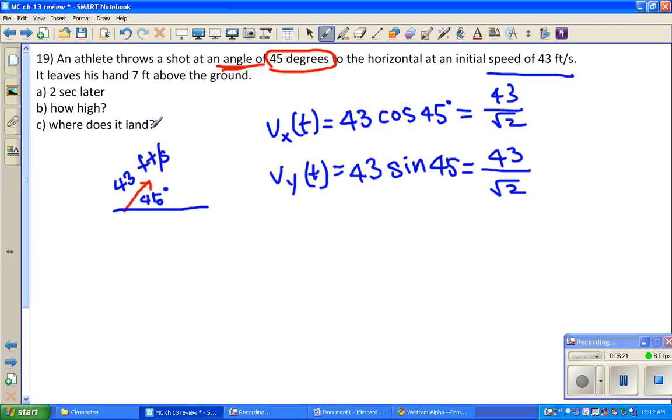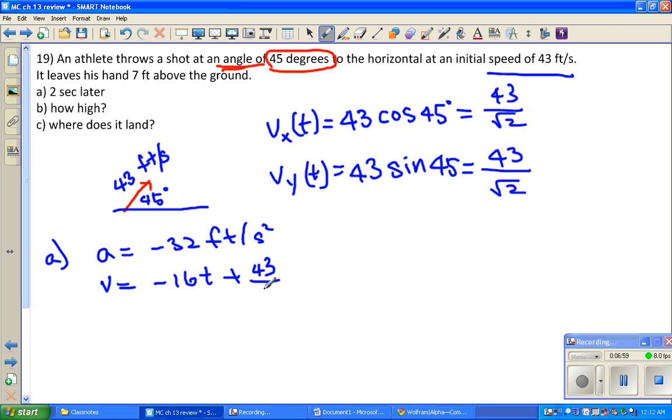All right. Now, 2 seconds later, what will actually happen? Since acceleration is negative 32 feet per second squared, we know that the velocity would have been equal to negative 32t plus the initial velocity. Now, in this case, I'm looking at the vertical component, so it will be v y, which will be 43 over radical 2.